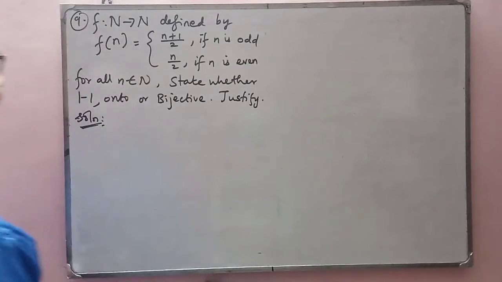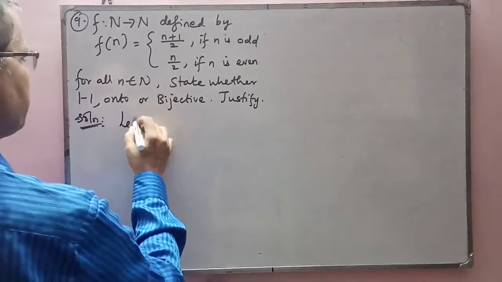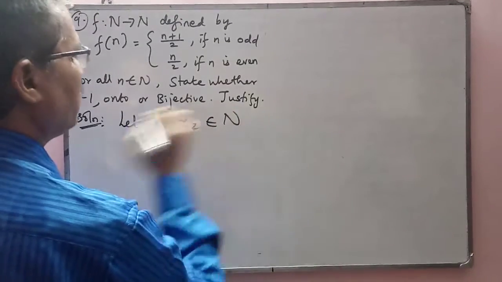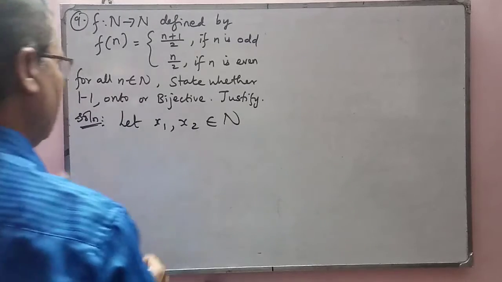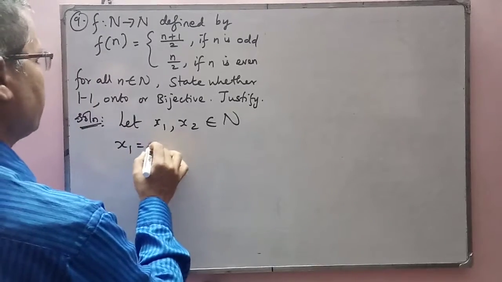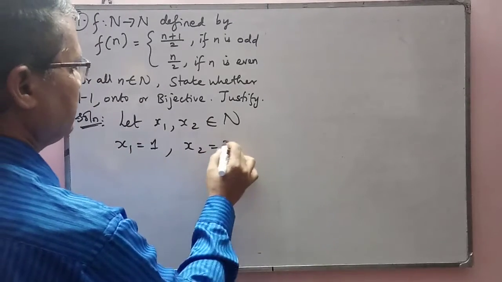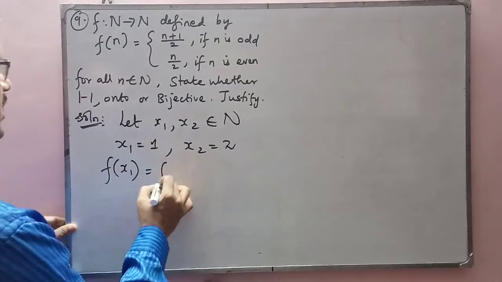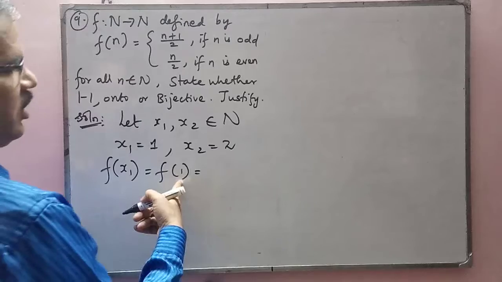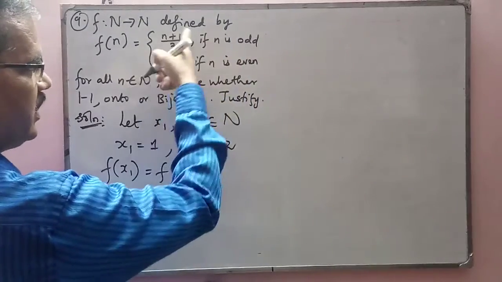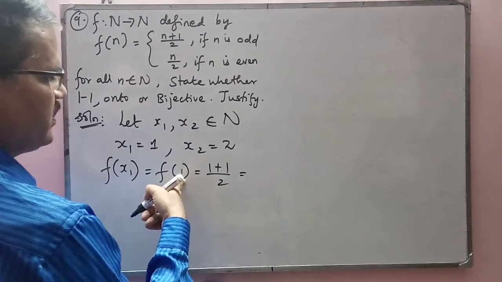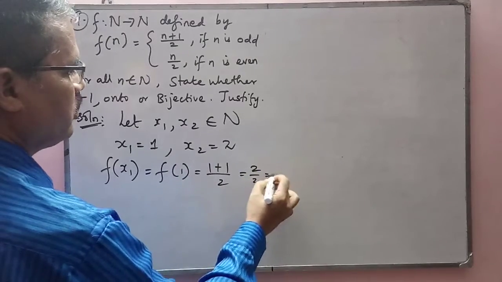Let us start. Choose two numbers. Let x1, x2 belong to your domain N. Now let us choose x1 equal to 1, x2 equal to 2. Let us take f of x1, which means f of 1. So 1 is an odd number. For an odd number the function is (n plus 1) by 2. So (1 plus 1) by 2, because I substituted n as 1. So 2 by 2, which is equal to 1.